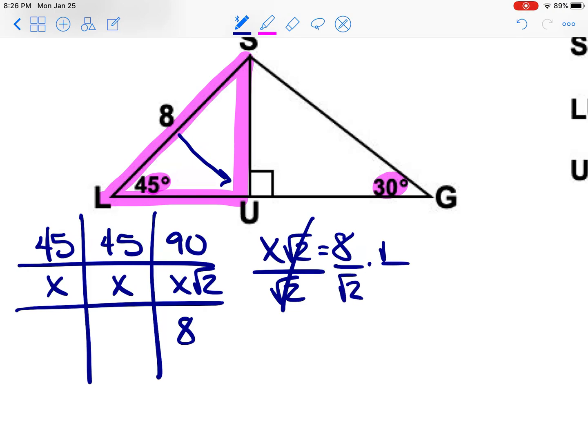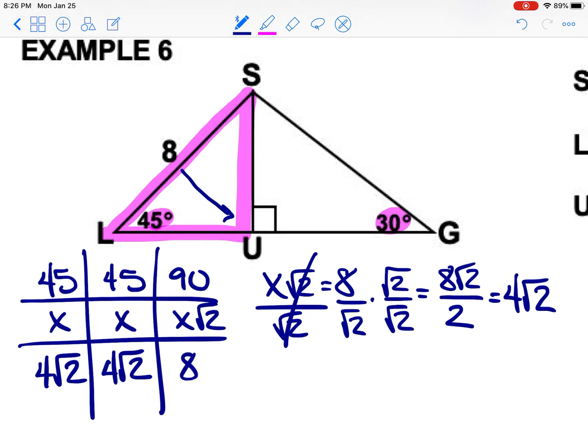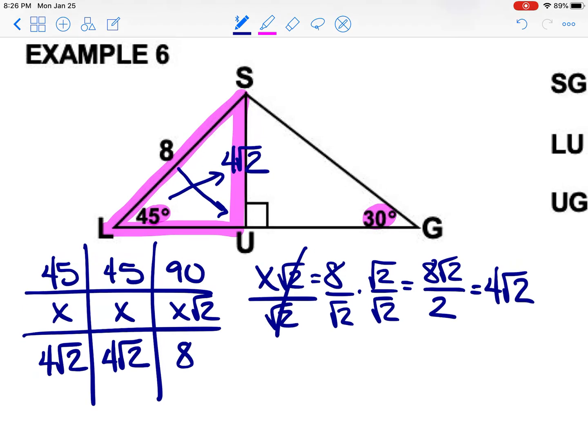Divide by your square root of 2 on both sides. Can't leave that radical, so we rationalize. Multiply straight across. 8 square root of 2 over 2. That divides to 4 square root of 2. Okay, so we put that there. And we now know that across from that 45 in the other triangle, this would be 4 square root of 2, which now gives us a side length for our other triangle.